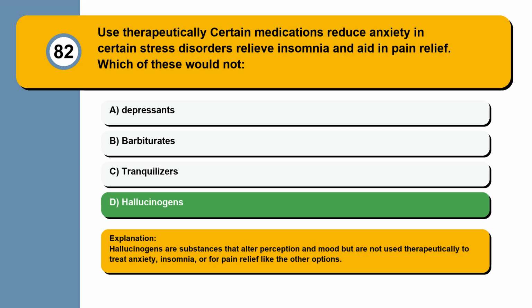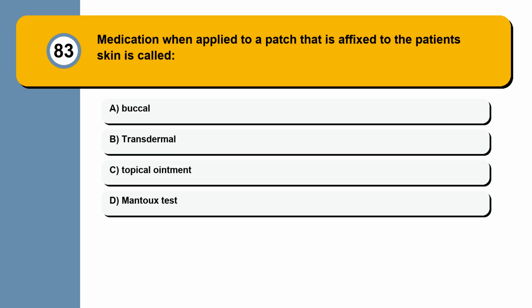Explanation. Hallucinogens are substances that alter perception and mood but are not used therapeutically to treat anxiety, insomnia, or for pain relief like the other options. Question 83. Medication when applied to a patch that is affixed to the patient's skin is called. Here are your options. Option A, buccal. Option B, transdermal. Option C, topical ointment.